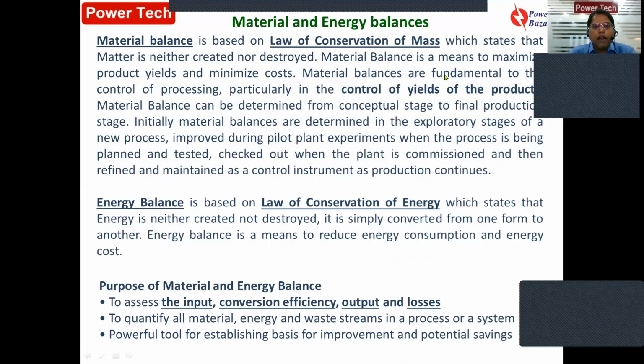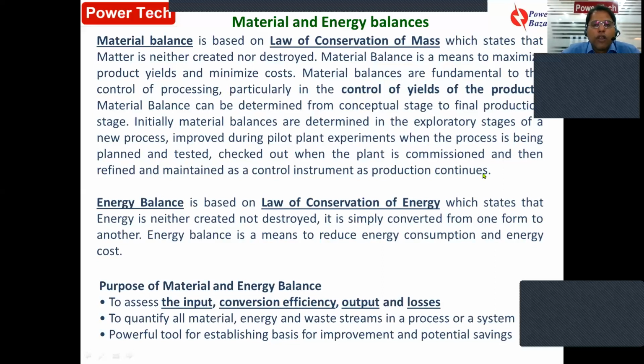Now, material balances are very fundamental to the control of processing, particularly in the control of yield of the products. Material balance can be determined from the conceptual stage to the final production stage. Initially, material balances are determined in the exploratory stages of new processes, improved during pilot plant experiments, when the process is being planned and tested, checked down when the plant is commissioned, and then refined and maintained as a control instrument as production continues. What does it mean?